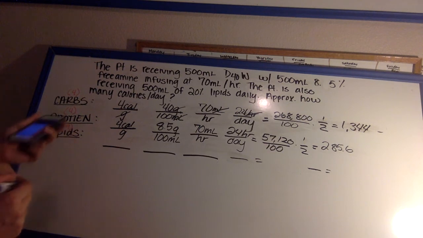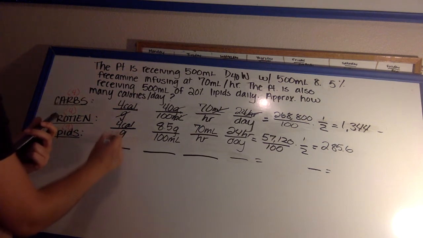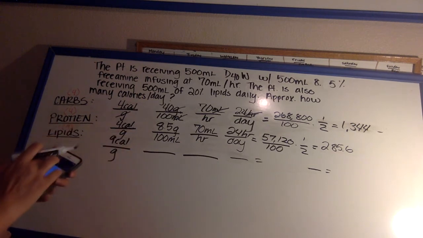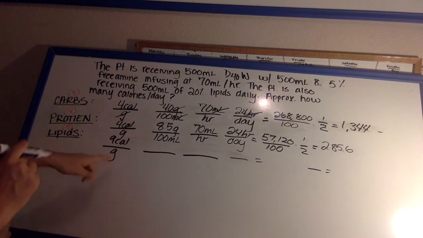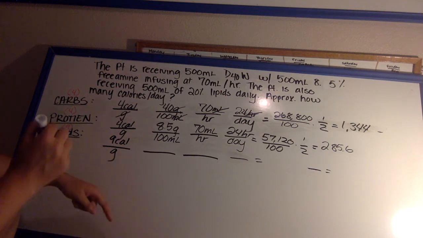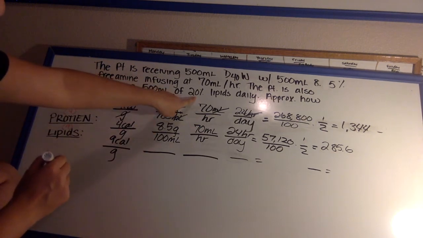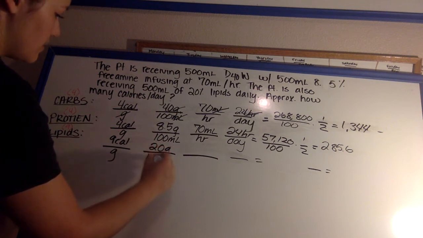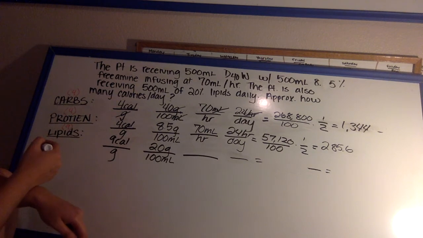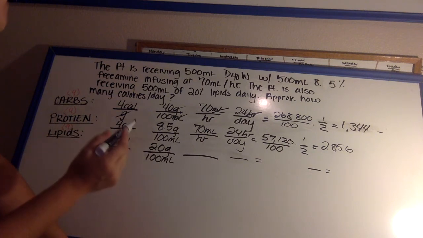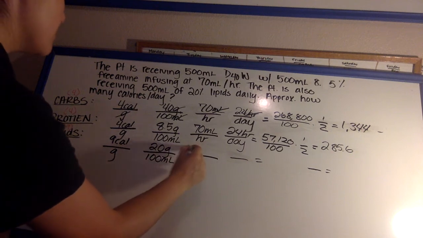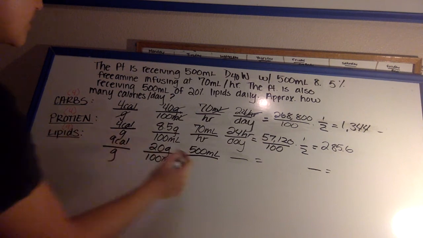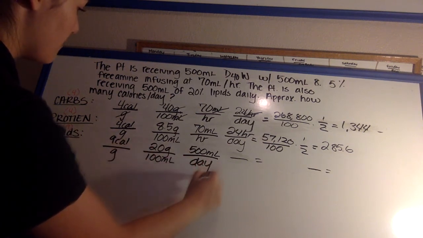So last but not least here, I got my lipids. So remember, this one's different. We have 9 calories per gram. Okay, now this one's kind of going all by itself. So again, just like we did with the proteins, we have our 20% lipids here. So that's just 20 grams over 100 milliliters. All right. Now, I have 500 milliliters per day.